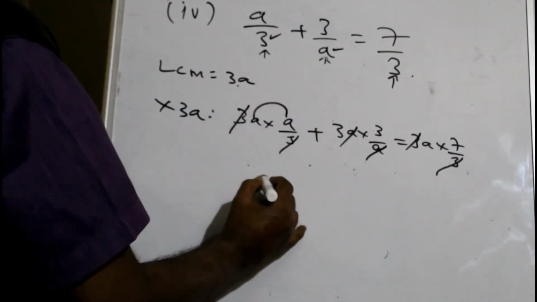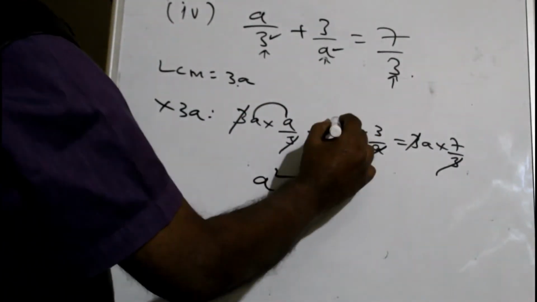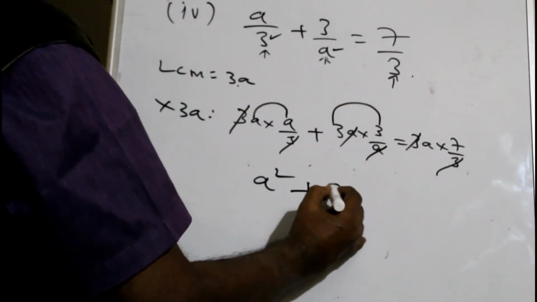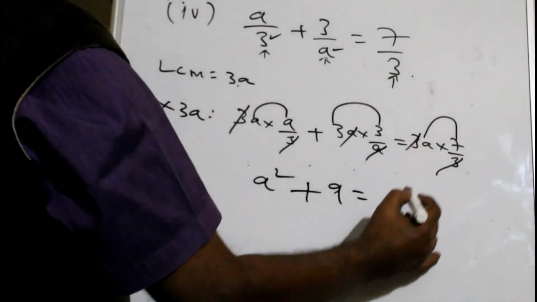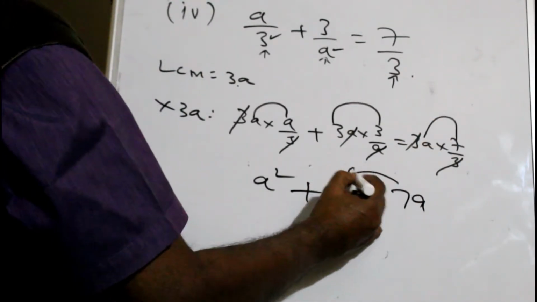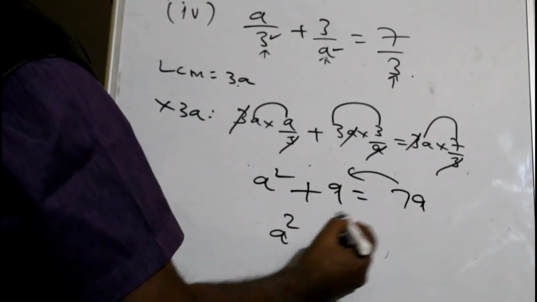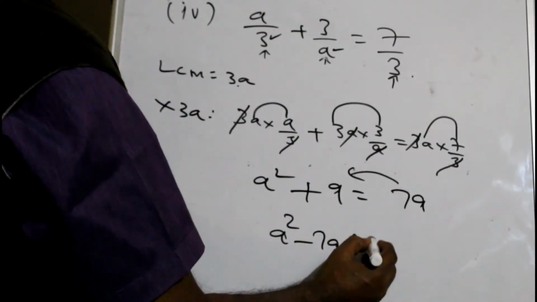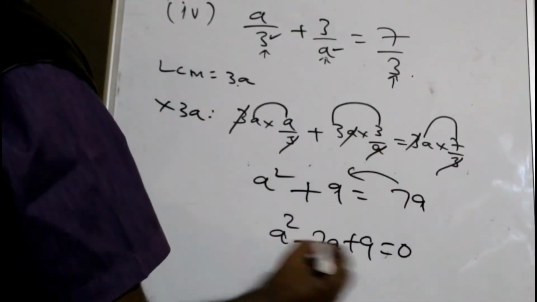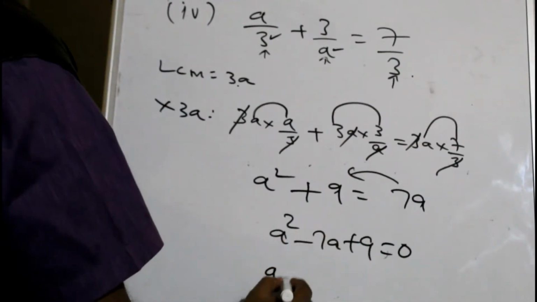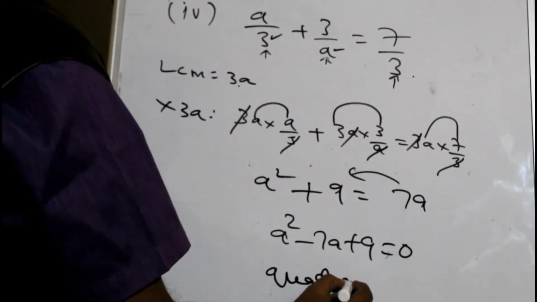Now a into a is called what? a square. 3 threes are called what? 9. 3a into 7 by 3 is 7a. Bring the 7a to this side and write a square first, minus 7a plus 9 equal to 0. This is a quadratic equation in a.